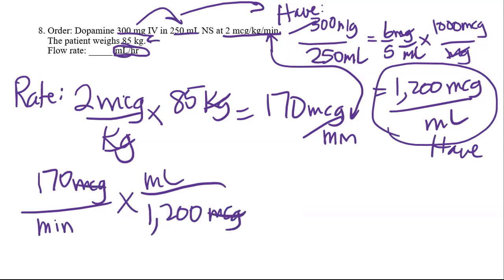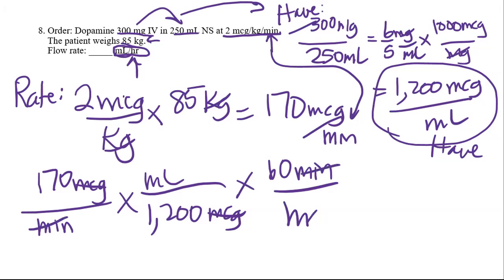Cross out the micrograms. We still need hours. So let's go ahead and do 60 minutes divided by 1 hour. Cross out the minutes, and we can do this. We've got 170 times 60. You don't have to be fancy. Go 170 times 60 divided by 1,200, and we get 8.5. Okay, 8.5, and that's going to be milliliters per hour.